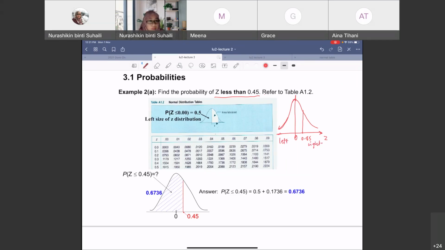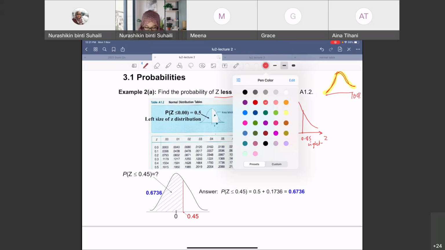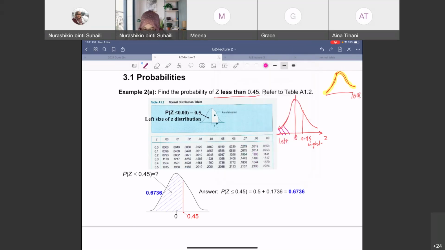The reason is that our distribution starts with the whole thing here. The whole thing will give you the total distribution, or the 100%. So that's why we have to refer from the left to the right, although in the table we are just given the right side. So if it's less than 0.45, it means that the area covers from the negative axis to the right until z equals 0.45. That's the area that we need to find out.